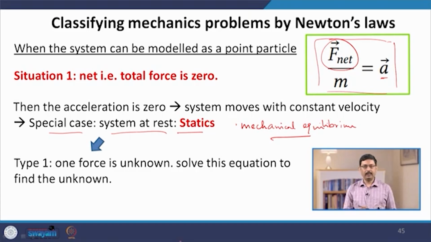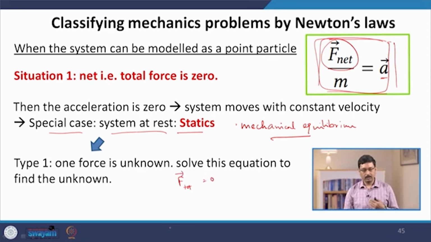Now, typically, what kind of problems have we encountered here? This gives you an equation. It says that if you add the total force, you get 0. Typically one force is unknown, so you can solve this equation: F total equal to 0.